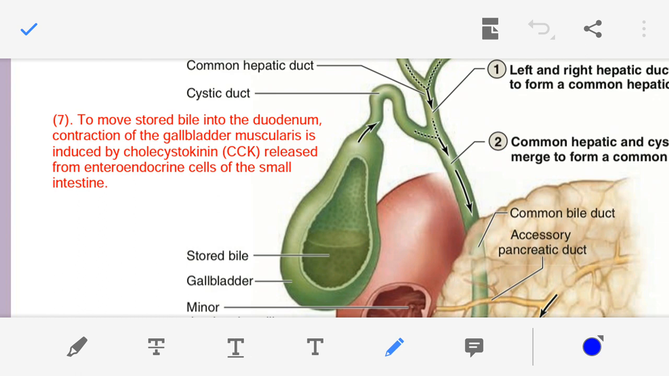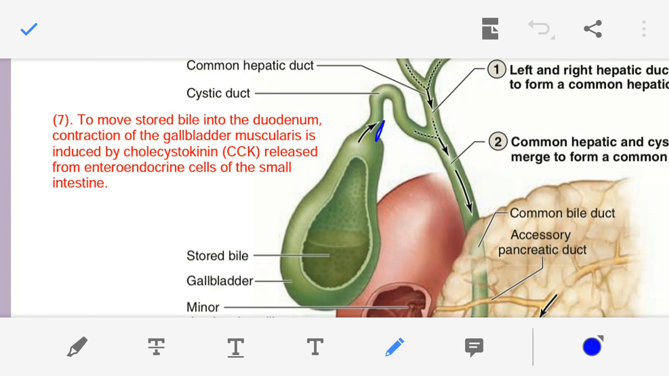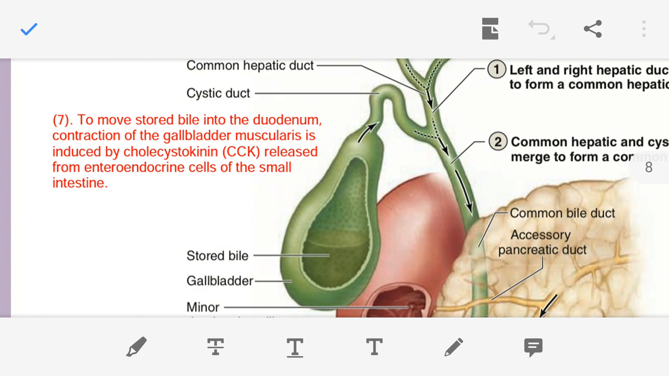And the second thing, here one sphincter is there. We know this one is the body, okay, and this is the neck region. So here the region from where the cystic duct is arising, from where the cystic duct is originating, here one sphincter of smooth muscle is present, and this CCK is relaxing this sphincter. So the bile can enter into the cystic duct. Okay.